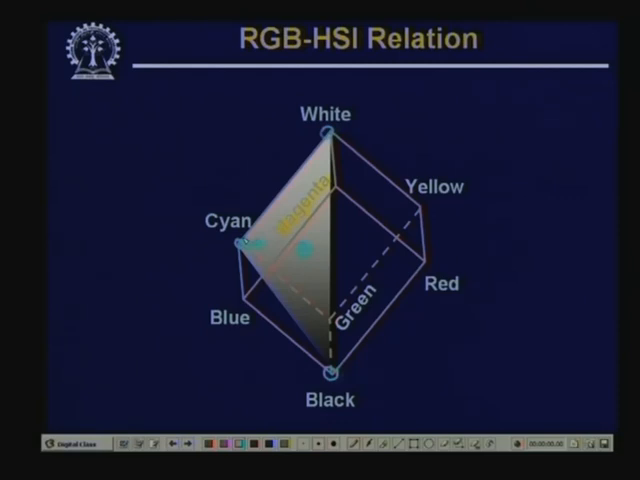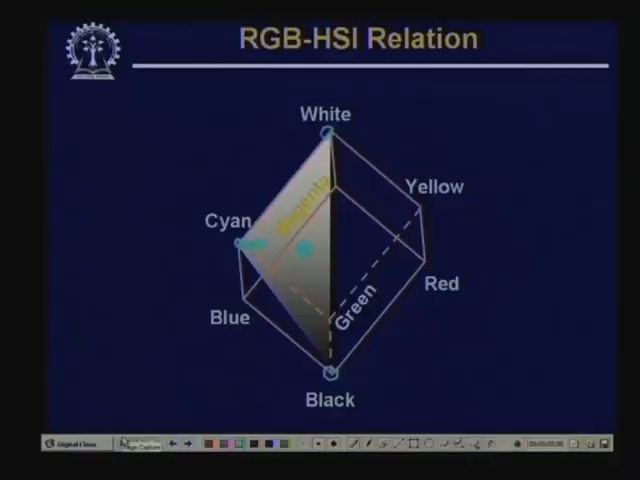So, here you find that if I rotate this plane around the intensity axis by an angle of 360 degrees, then I will trace all the possible points that can be specified in the RGB color space. And by rotating this plane by 360 degrees around the intensity axis, I can generate all possible hues corresponding to every possible RGB point in the RGB color cube.